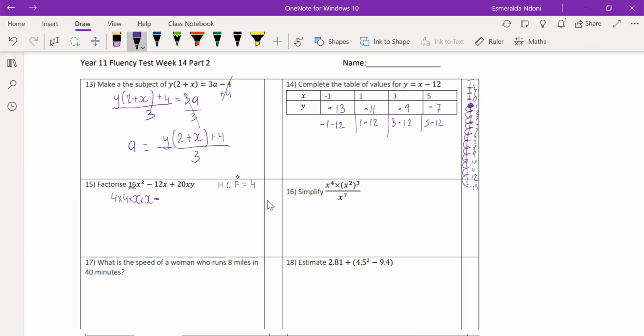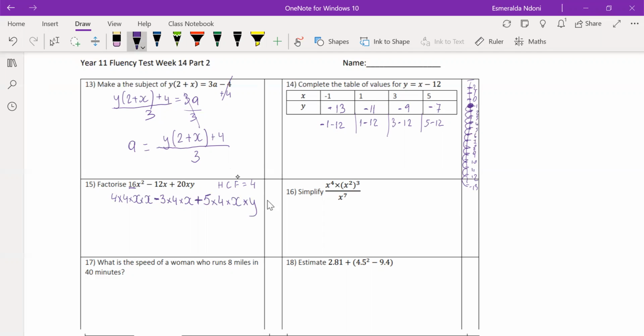Now I'm going to move on to the next part, which is the 12. I need to express the 12 as a product of 4. So -3 times +4 gives me a -12. Then I have the x there too. Now I'm going to move on to the third part. I need to express 20 as a product of 4 and another number. So that will be 5 times 4 gives me 20. Then I have times x times y behind it.